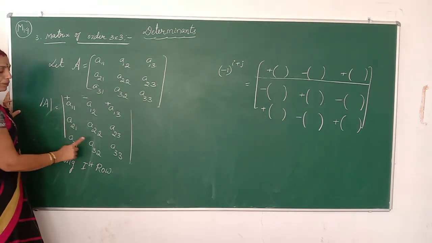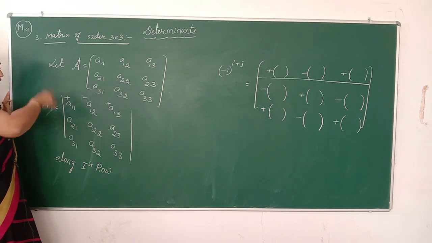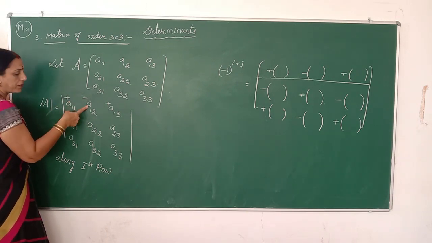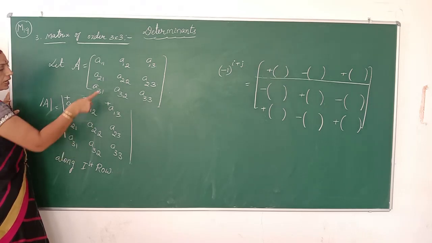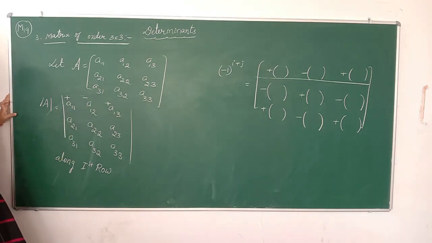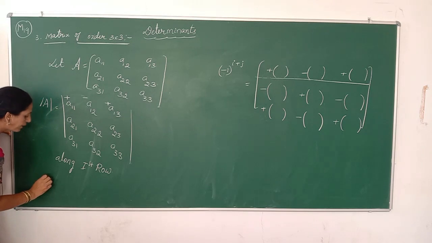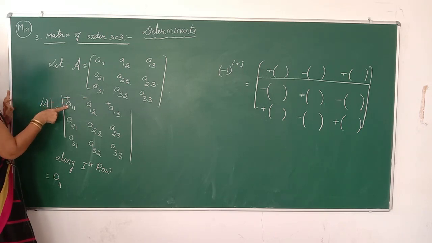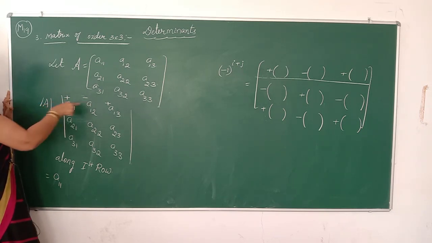As in third row plus minus plus. Similarly for the column wise, in first column plus minus plus, second column is minus plus minus, and in third column is plus minus plus. After that, in the first element, plus into A11 can be written as A11, means these symbols are multiplied by the corresponding elements of the first row.